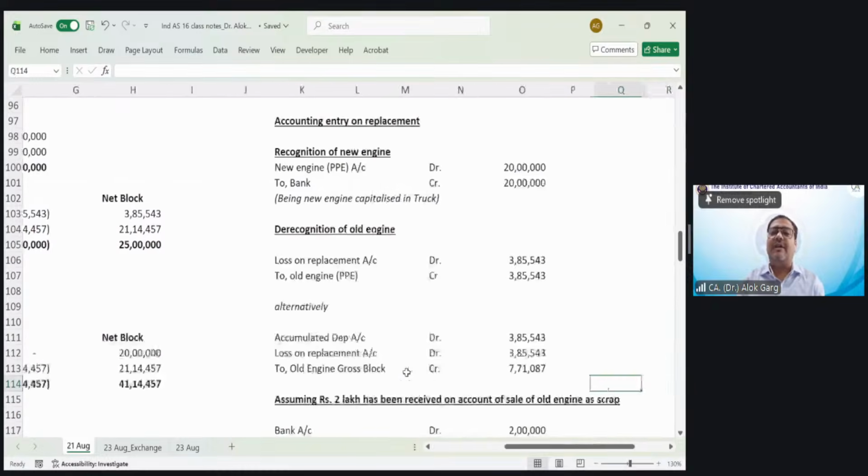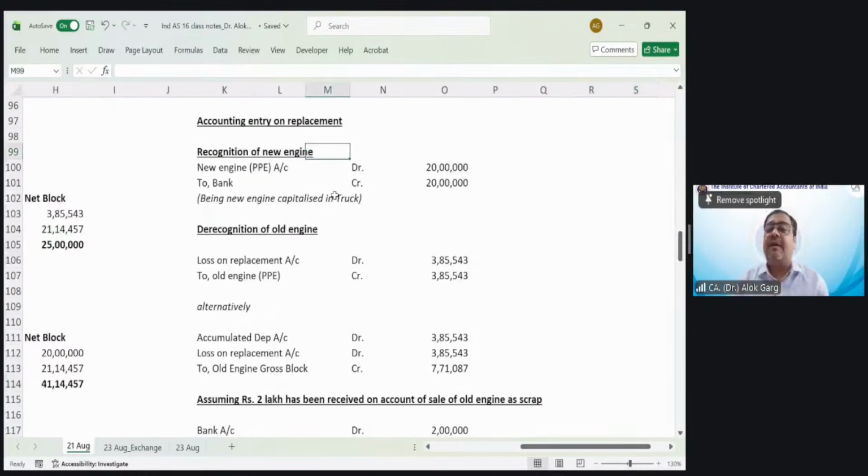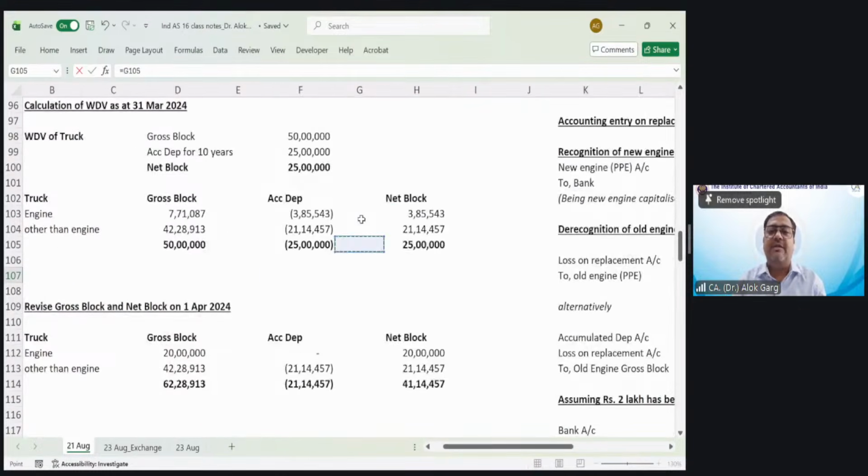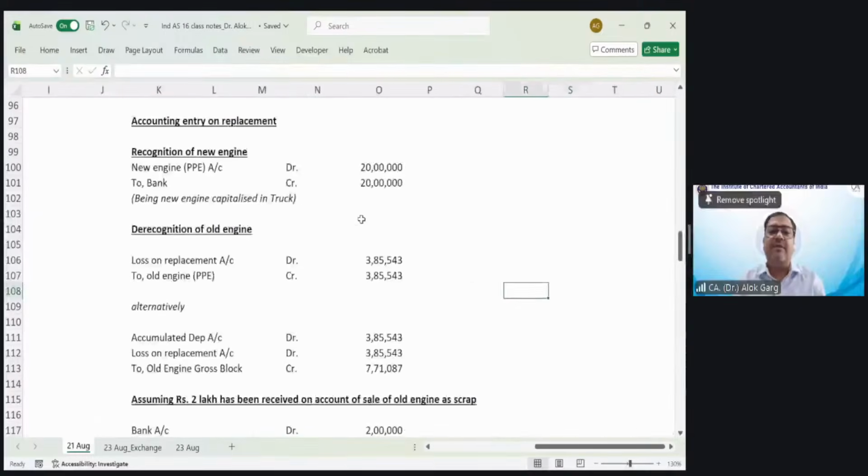Now let's discuss the accounting entry. What is the accounting entry? Recognition of new engine: new engine PP account debit, to bank, 20 lakh, being new engine capitalized in truck. Derecognition of old engine: at what value will we derecognize the old engine? My old engine value is 385,543. So derecognize old engine: to old engine PP account credit, debit loss on replacement account, P&L.